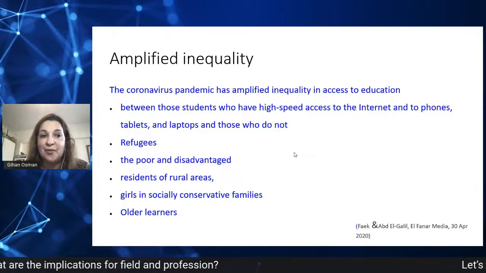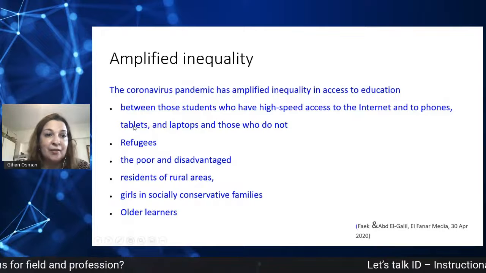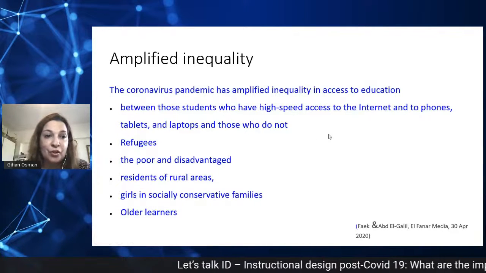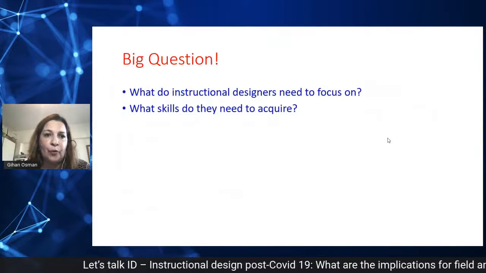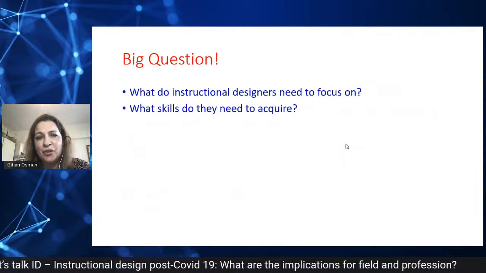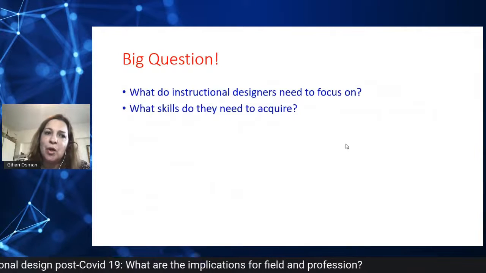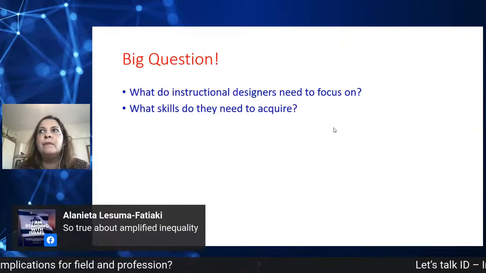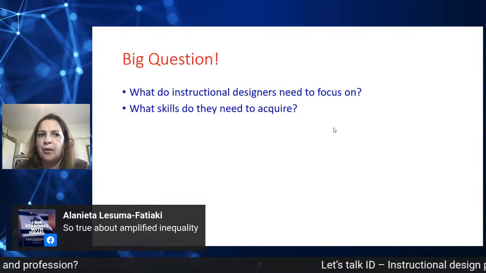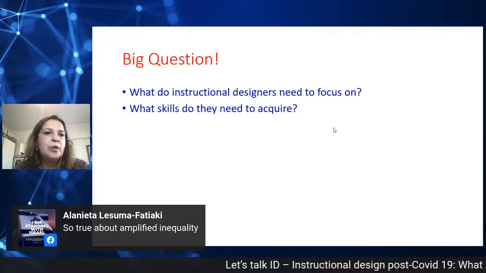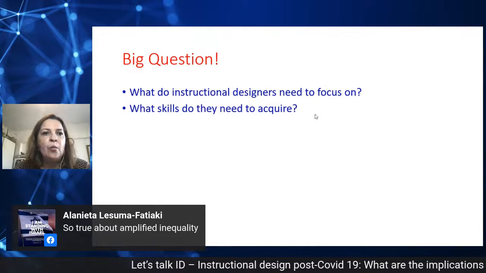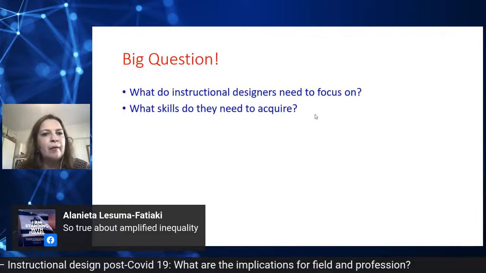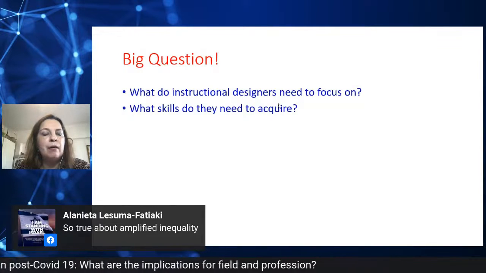girls in socially conservative families. So that was a concern in the Middle East, for example. Older learners who do not have the digital skills, and so on and so forth. So the question is now, what do we need to focus on as instructional designers now that we have to prepare for a world that is very different from what we were originally trained for? What skills do we need to acquire and what attitudes based on our experiences during the pandemic?